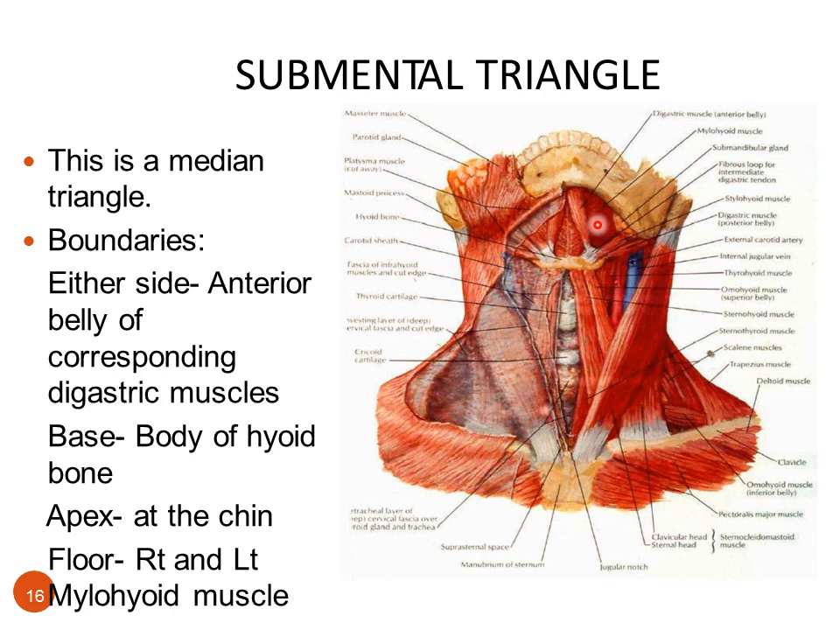So we can see here this is the mylohyoid. On either side are the two anterior bellies of the digastric, and the base is formed by the body of the hyoid. So these are the boundaries of this submental triangle. You can also make out the median raphe. It lies just below the chin. Then we shall go for the contents of the submental triangle.